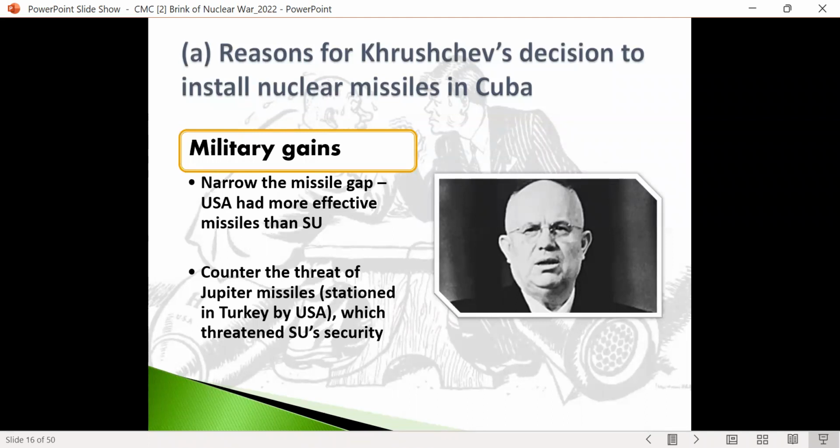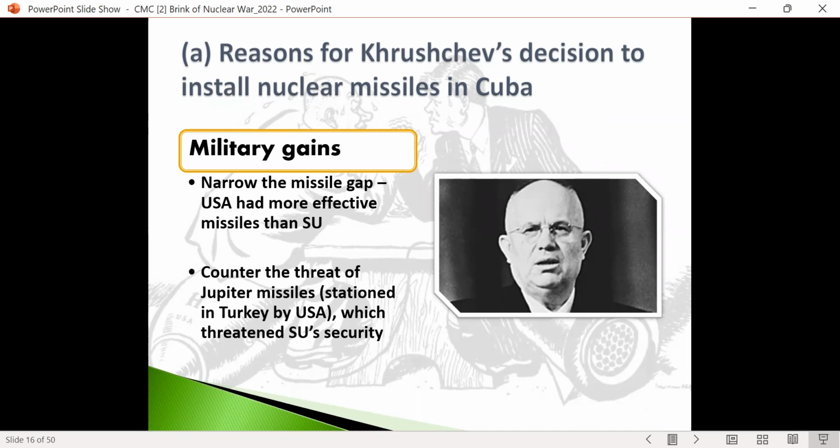Military gains as well. Another feature of the Cold War is the arms race. Arms race meaning that both of them were gearing themselves towards a war that never really happened, a war between the both of them, not a proxy war. At that point in time, the USA had more effective missiles than the Soviet Union, and Khrushchev wanted to close this gap.